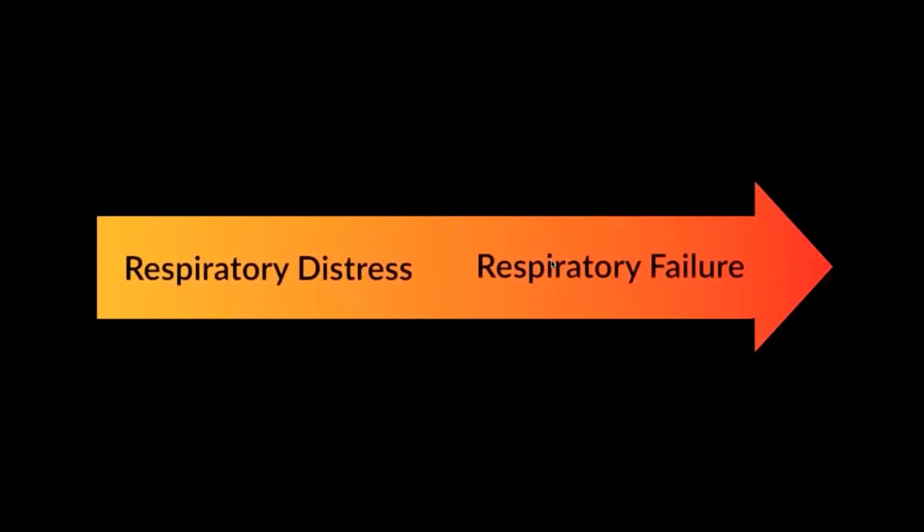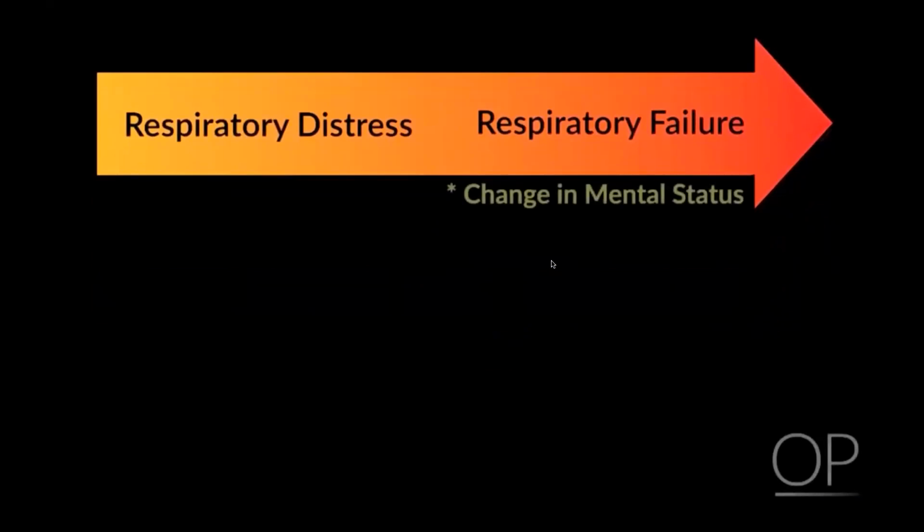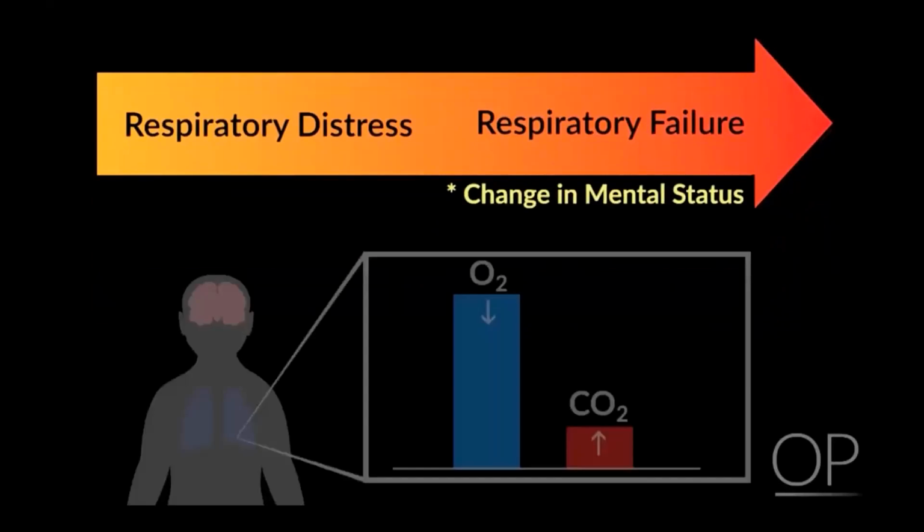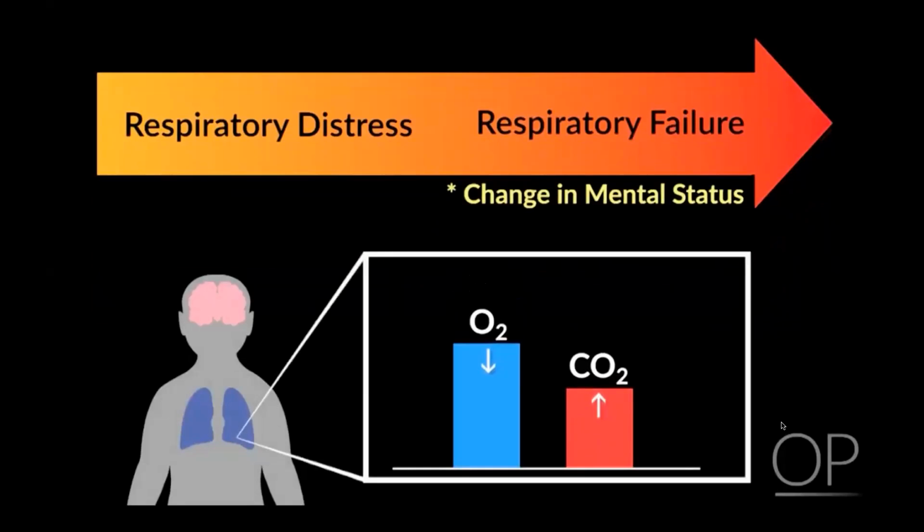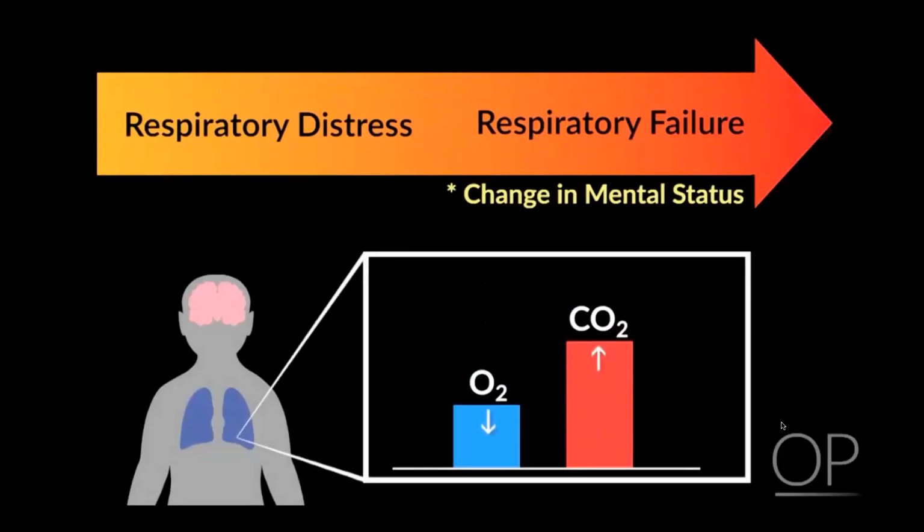The hallmark of respiratory failure, to distinguish it from respiratory distress, is a change in mental status. When oxygen levels fall and carbon dioxide rises, this is a very stressful feeling and results in sympathetic stimulation and agitation. As carbon dioxide continues to rise, it has a sedating effect on the central nervous system, leading to a child who's lethargic, sleepy, or obtunded.